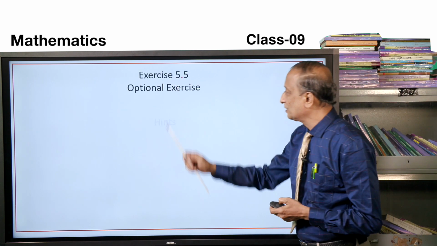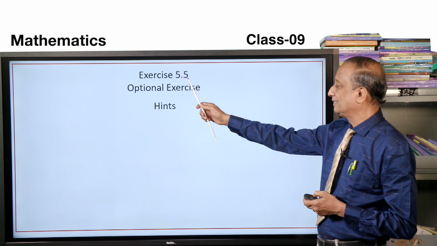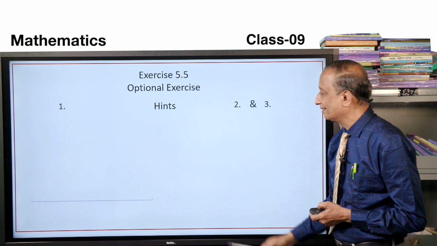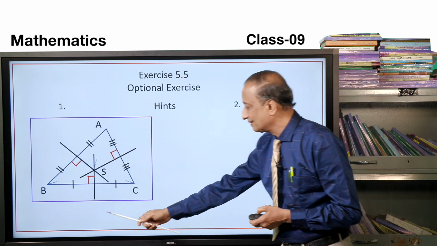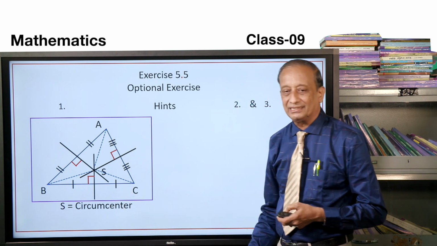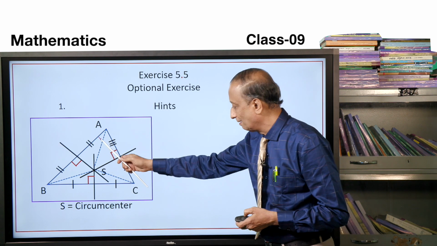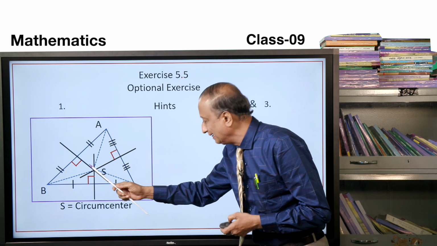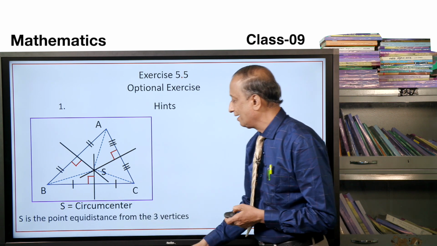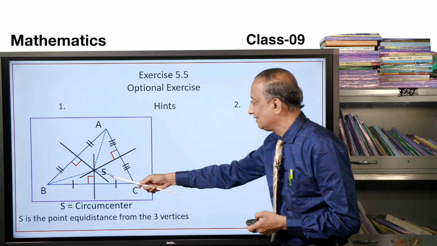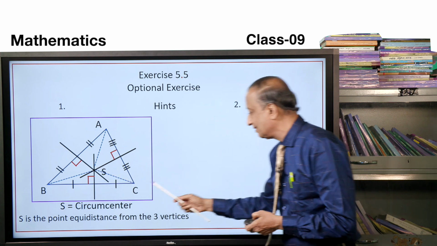So now let us go to the optional exercise question, that is exercise 5.5. For the first 3 problems, here are the hints, children. Here is a scalene triangle in which S is the circumcenter. Circumcenter means it is a point where all the 3 perpendicular bisectors of a triangle are concurrent, and this point, the circumcenter, is equidistant from all the 3 vertices. So SA is equal to SB is equal to SC.